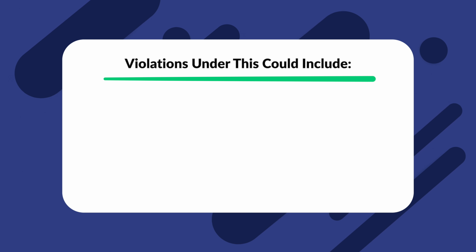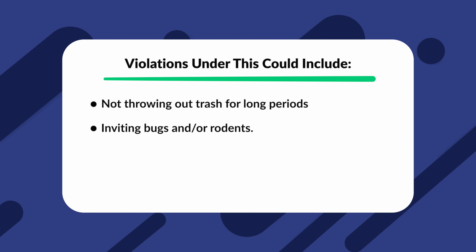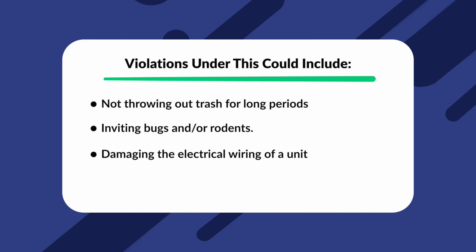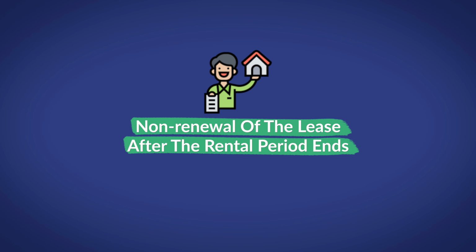Violations under this could include not throwing out trash for long periods, inviting bugs and/or rodents, damaging the electrical wiring of a unit, ruining the plumbing fixtures of a unit. Landlords are not legally obligated to allow the tenant to finish repairs or fix the problem by the end of the 7 days. Should the tenant remain in the property after the notice period, the landlord can continue filing for eviction.